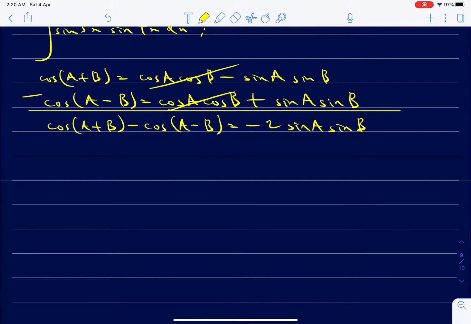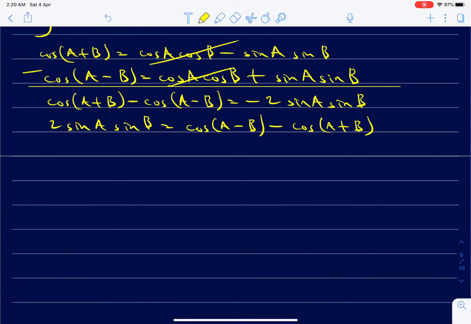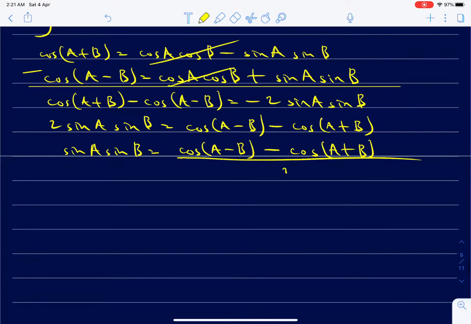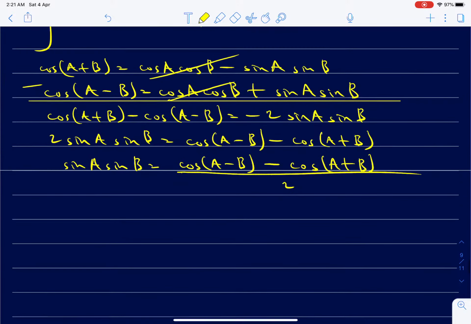So this simply means 2 sine a sine b. 2 sine a sine b is the same as cos(a minus b) minus cos(a plus b), which means sine a sine b is the same as cos(a minus b) minus cos(a plus b), divided by 2. Now, this is what we need.